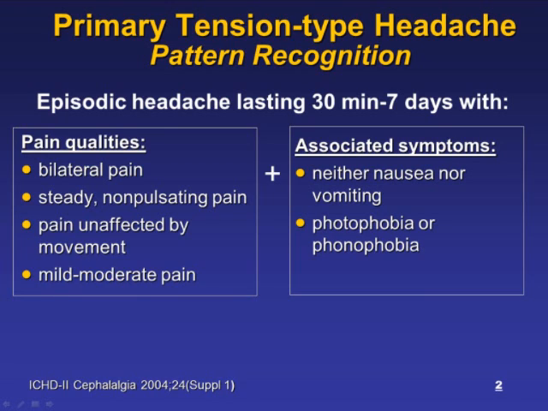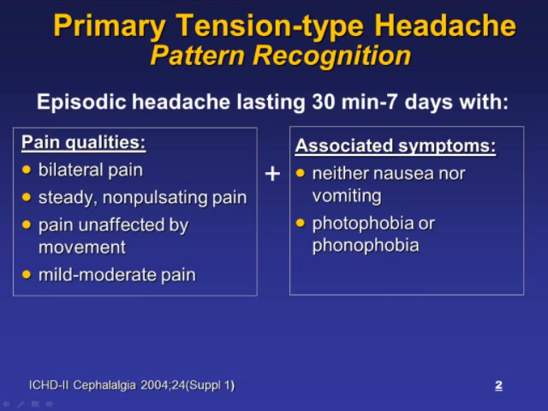So on that slide you can see that these are generally headaches that are on both sides of the head. The pain is generally steady rather than throbbing. It's unaffected by movement, and it's mild to moderate in intensity. So on a scale of 1 to 10, typically in the 2 to 7 range. And with those headaches, we have neither significant nausea nor significant sensitivities to light or noise.